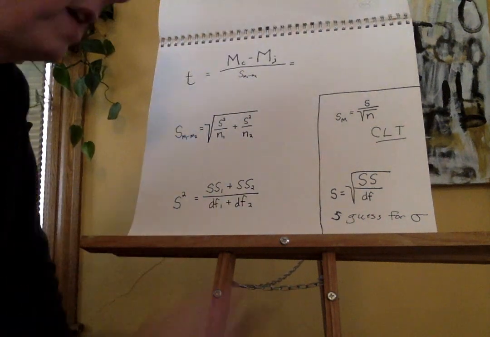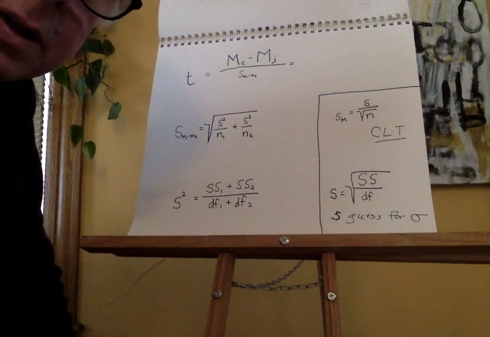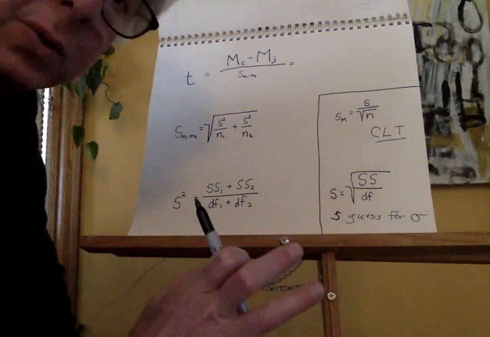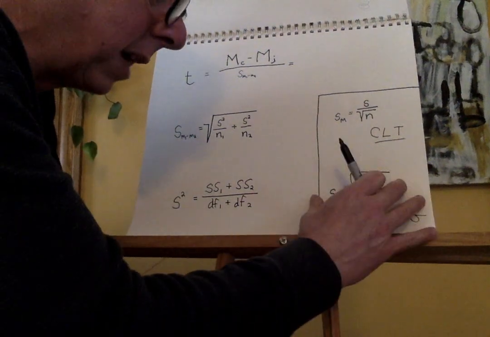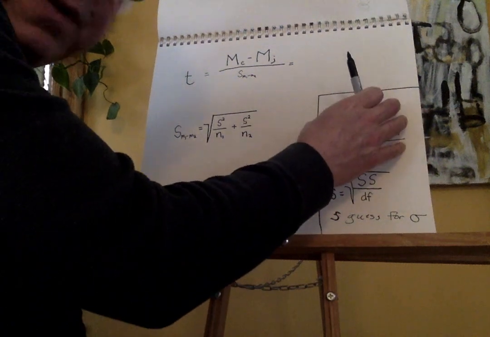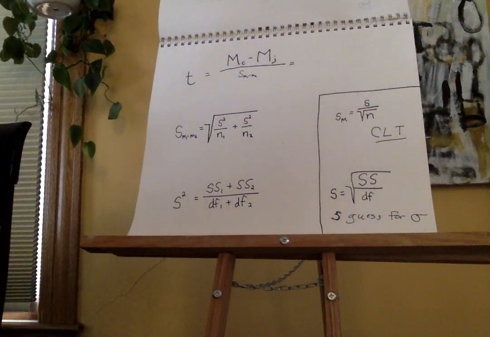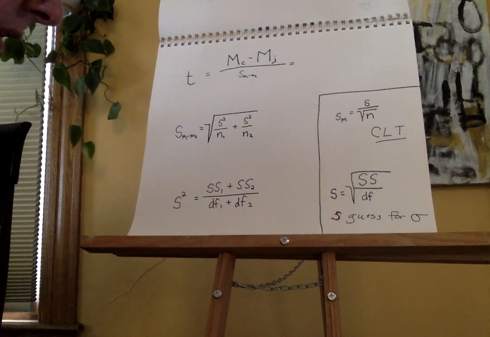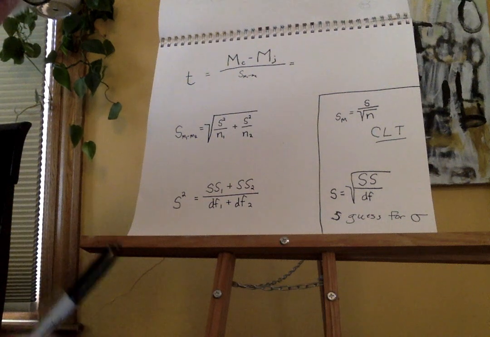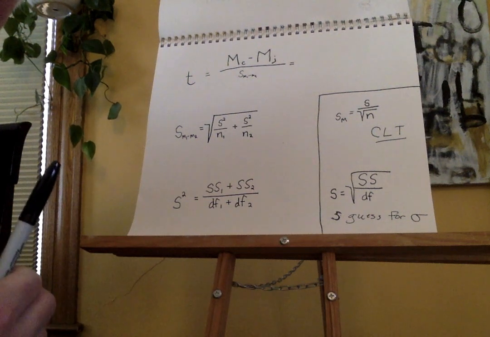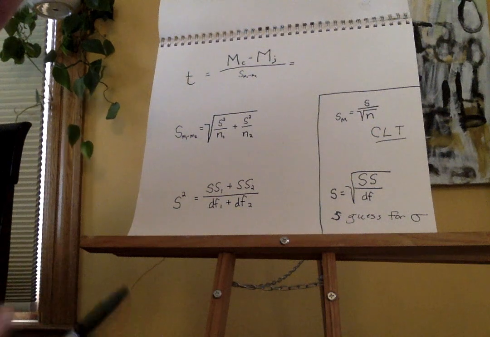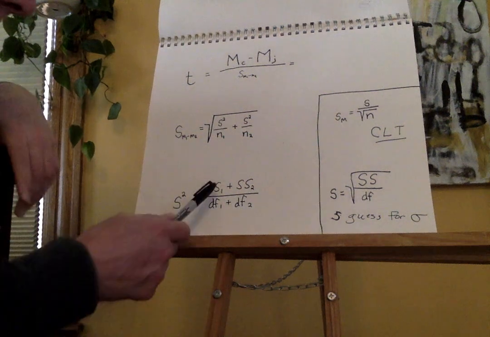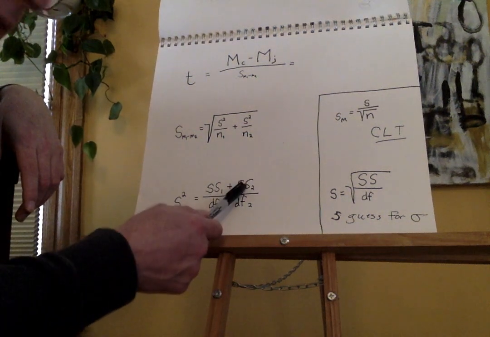This should be review. If it's not review, go back and look at it, okay? Because it will help you with this new stuff. It's the same conceptual stuff. We're going to make a guess for sigma, and then we're going to convert to central limit theorem and put it in our t-test. So we're going to do the same thing here, except we're going to use the sum of squares for each of the groups. So we're going to put the sum of squares for the first group plus the sum of squares for the second group.